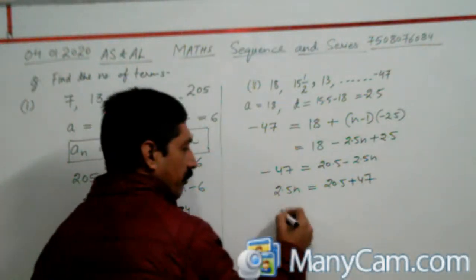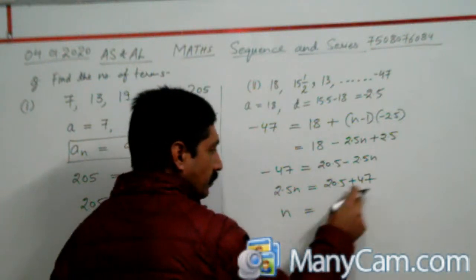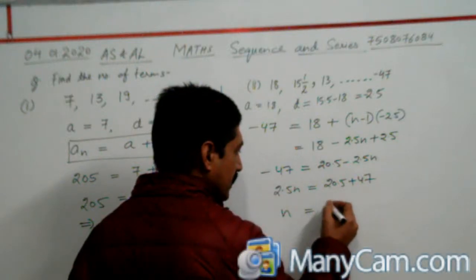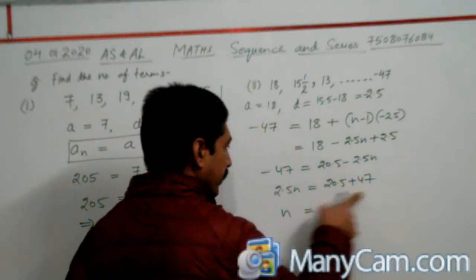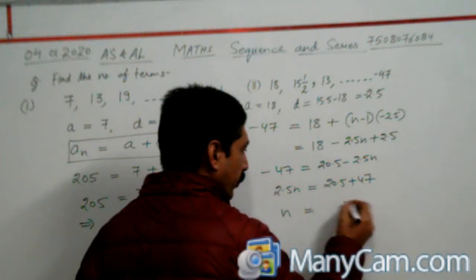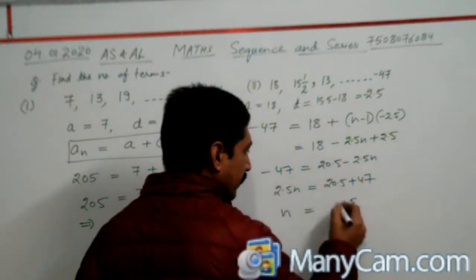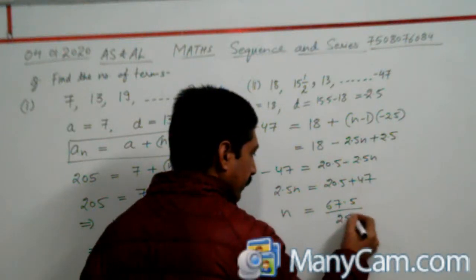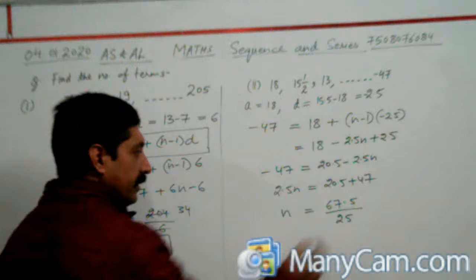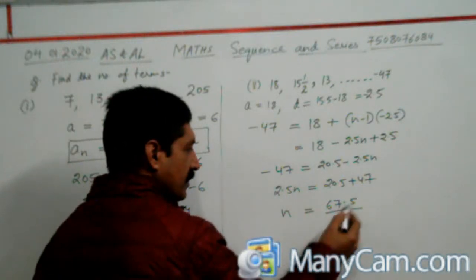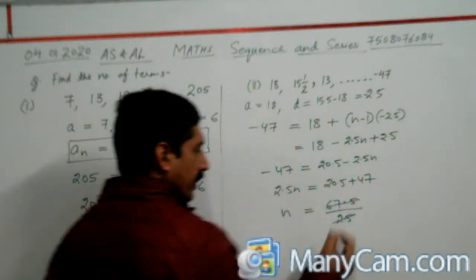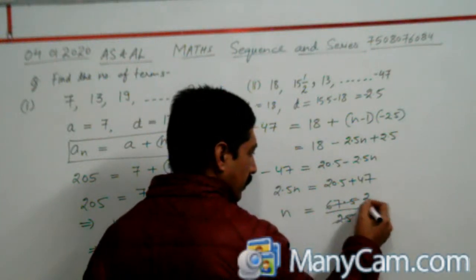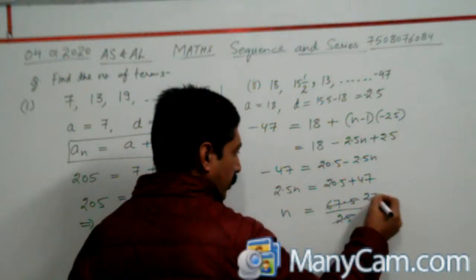So what is the value of n? N is equal to, we have to add, right? So we have 67.5, divided by 2.5. Here decimal with decimal will get cancelled. So what is the value of n? 27. What is the value of n?